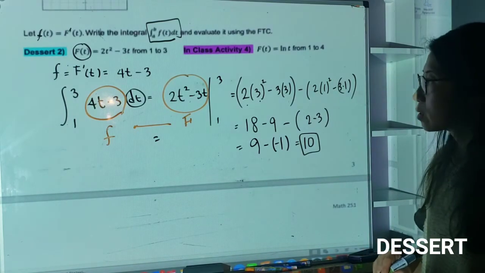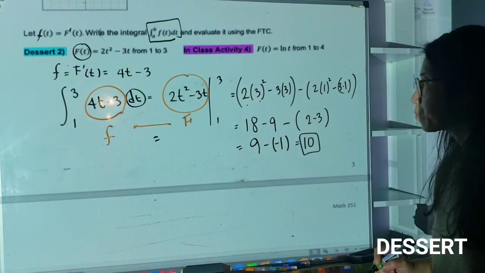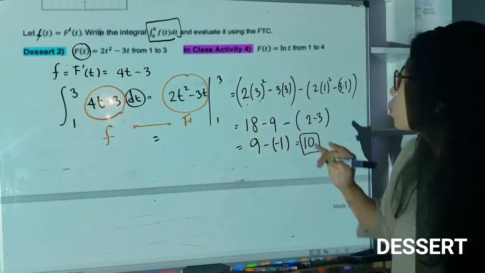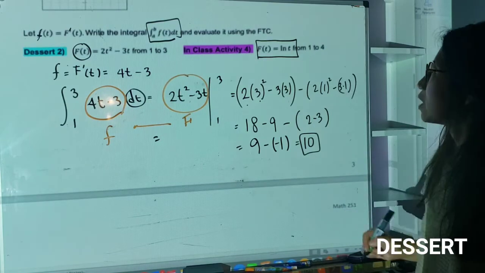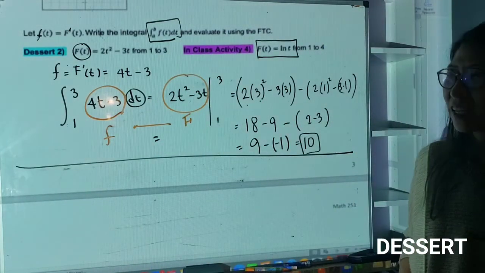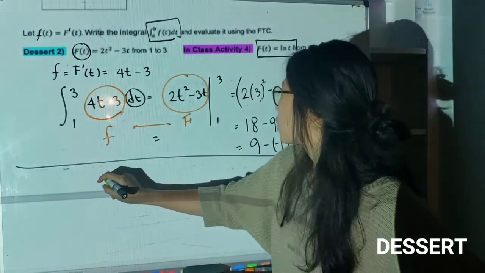How do you know this is the correct answer? Well, you can actually find the area using that too, right? Okay, then now I want you to do an in-class activity. This time f of t is natural log t. So I want you to pause it and then try. Pause and try. I'm just going to continue, for those who want to watch me.